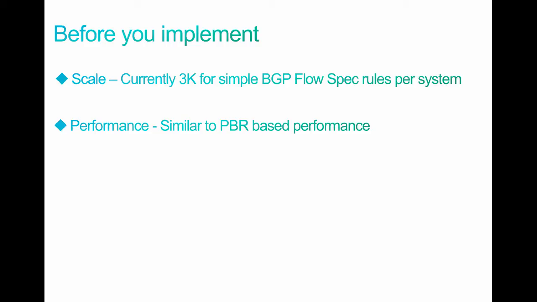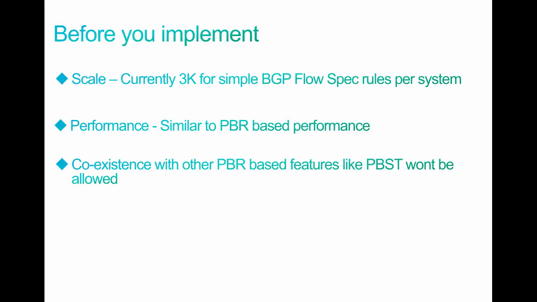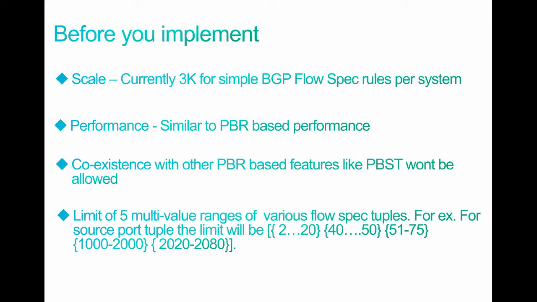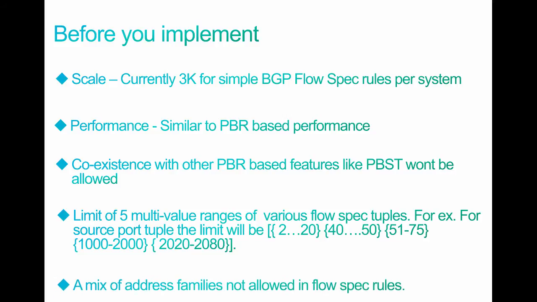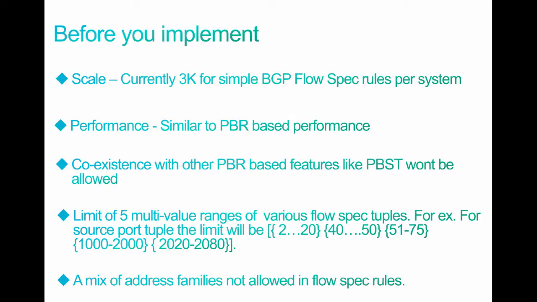In terms of performance impact, since BGP flow spec internally uses the PBR infrastructure for applying flow spec rules, it will incur the same performance cost like any other PBR policies. Performance costs will also vary depending on the action. For example, if you're marking the traffic, then it is less expensive than redirecting the traffic, upon which a recursive lookup is required. In phase 1, coexistence with other PBR features like PBTS, etc. won't be allowed with flow spec, as only one PBR feature can be associated with a given interface on a line card. While programming in hardware, a limit of 5 multi-value ranges of various flow spec tuples is supported. And finally, a mix of address families is not allowed. So in BGP flow spec rules, an IPv4 NLRI cannot have IPv6 traffic filtering actions and vice versa.